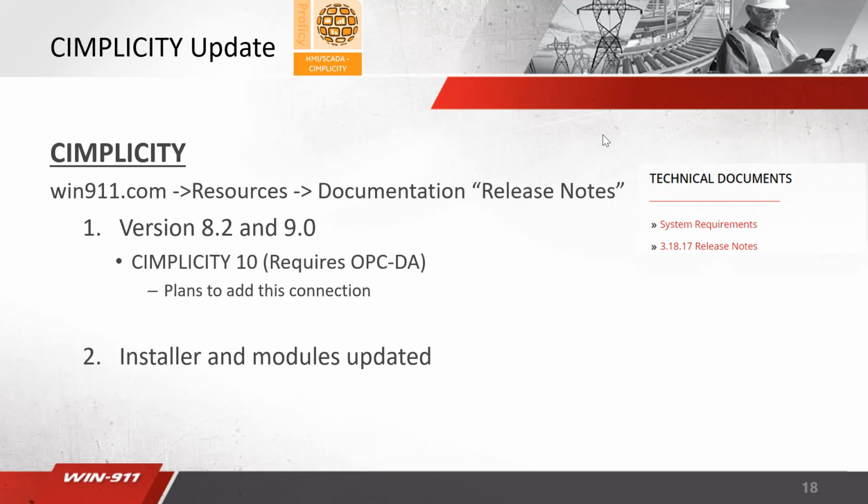Currently, for CIMPLICITY, Win911 supports version 8.2 and 9.0. If you're using CIMPLICITY 10 at this time, as of February 2019, you'll need to use an OPC-DA connection to connect to Win911. There are plans to add this connection for CIMPLICITY 10, but as of right now, you'll need to use OPC-DA. In CIMPLICITY this past year, we had some updates to our installer modules, and some of that information is available in our system requirement documentation.